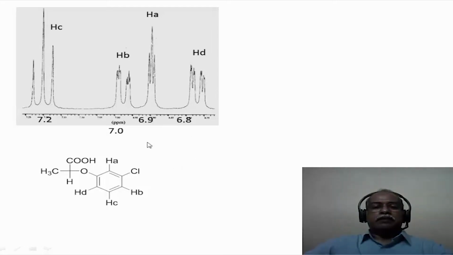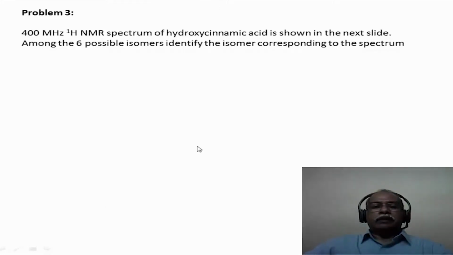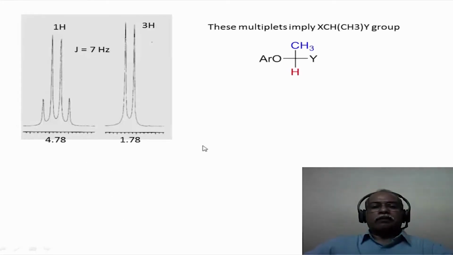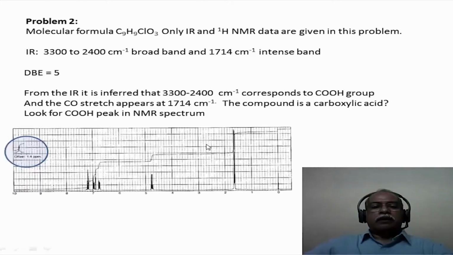So essentially this satisfies the proton NMR spectrum of the compound. So one has identified the structure of the compound essentially from the fact that you have an infrared spectrum as well as the proton NMR spectrum. Only with these two spectral data it was possible to identify the compound.